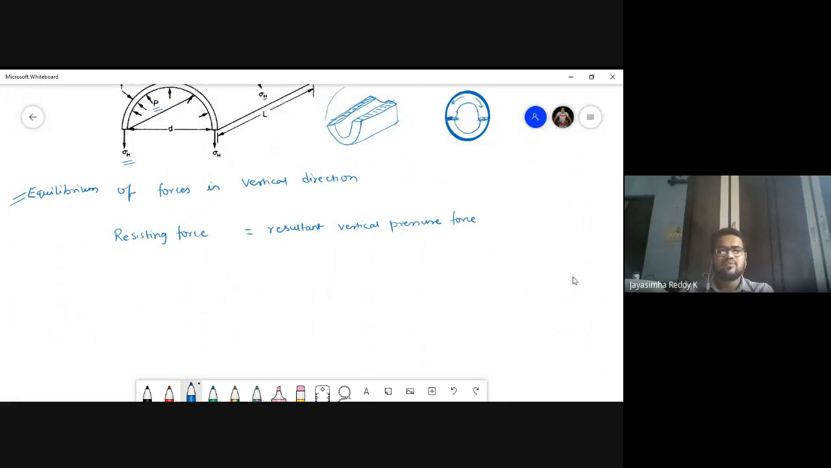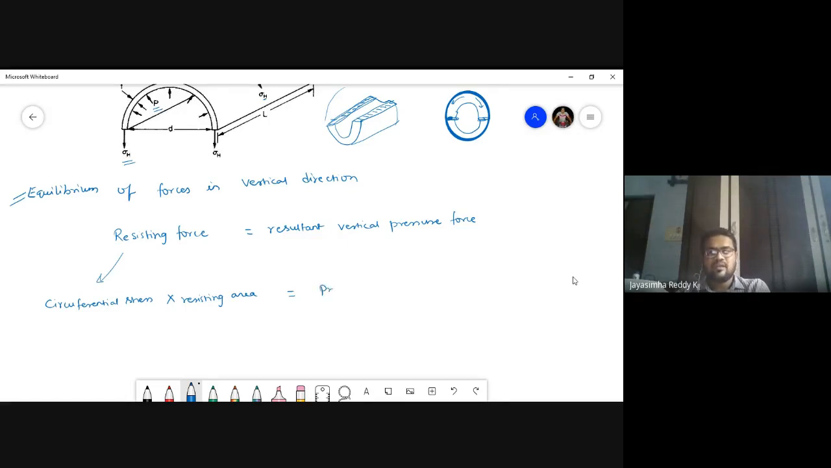Resisting force, in a sense, is stress multiplied by area. Stress is circumferential stress, multiplied by area. We can write the area as resisting area. Okay, so resisting force is equal to resultant vertical pressure force. So where is the pressure acting? Pressure is acting here.